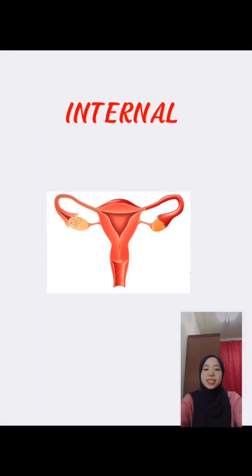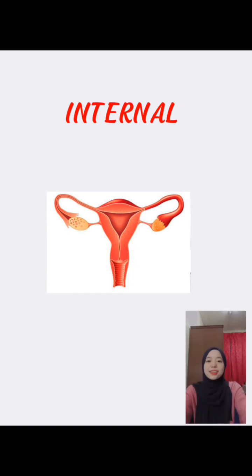I will explain the anatomy of the female reproductive system. This is a 3D model of the female reproductive system. The female reproductive system includes all of the internal and external organs that help with reproduction.